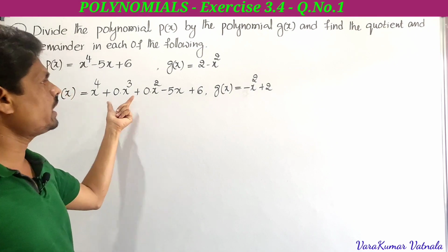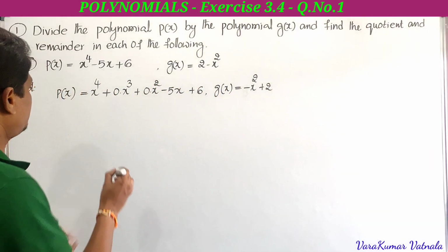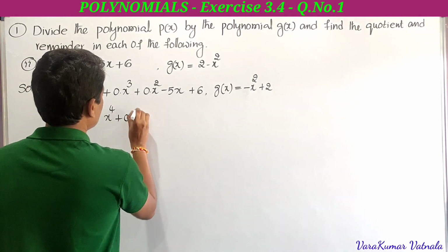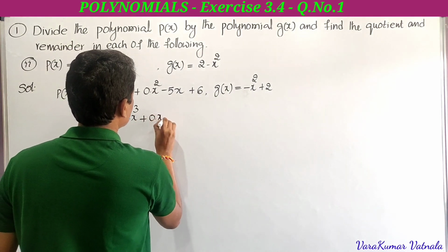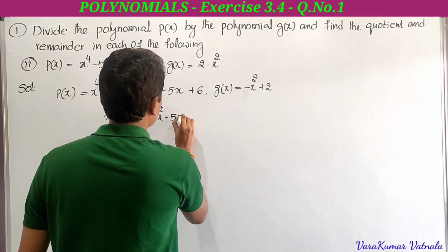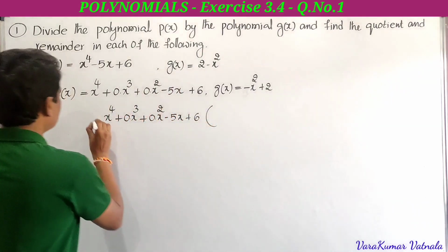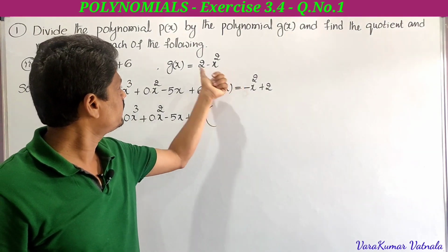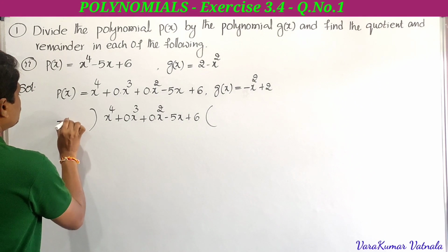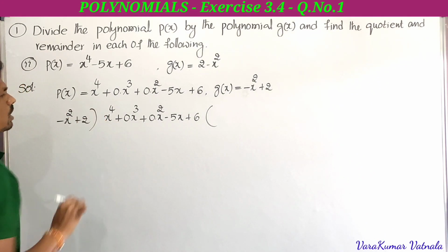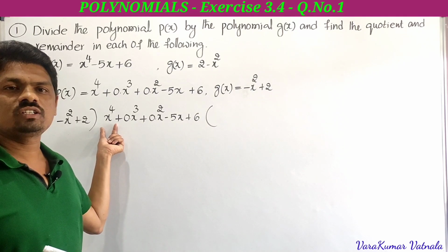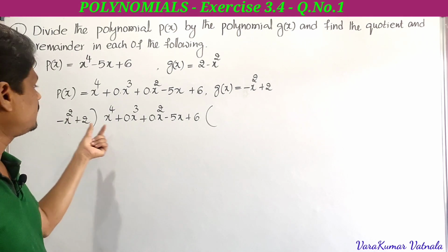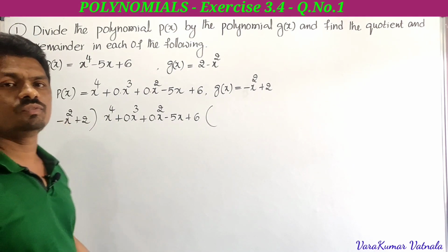So now we have to divide p of x by g of x. First I am writing p of x: x to the power 4 plus 0 into x cube plus 0 into x square minus 5x plus 6. So this is written as p of x, the dividend. Next write g of x as the divisor: minus x square plus 2. Now we have to follow the steps. Divide the highest degree term of the dividend by the highest degree term of the divisor, that is, divide the first term by the first term of the divisor.